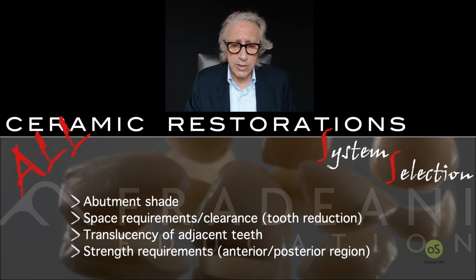And then the translucency of adjacent teeth. You have to select the one that is close to the translucency of the adjacent dentition. And sometimes it is like the case that we have seen before, that is perfectly translucent. Other cases it can be more dense, more opaque, and you can maybe have another choice. Then the strength requirements. So it means that in the posterior region, you need much more resistance than anterior.